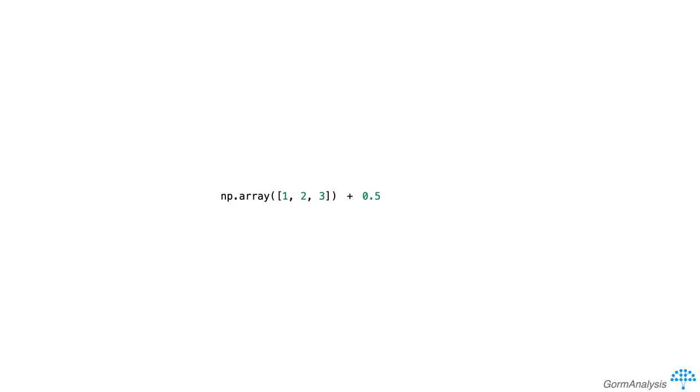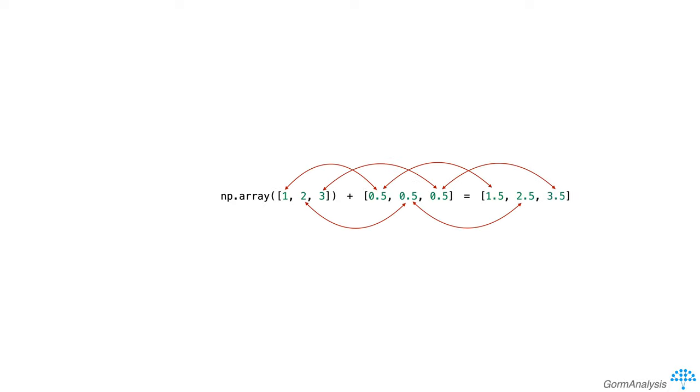When we add a scalar to a 1D array like this, the scalar gets added to each element of the array. In essence, NumPy is expanding the scalar into a 3-element array, and then doing element-wise addition between the arrays. Of course, under the hood, NumPy doesn't actually do this because it'd be horribly inefficient, but in essence, that's what's happening, and that's an example of broadcasting.